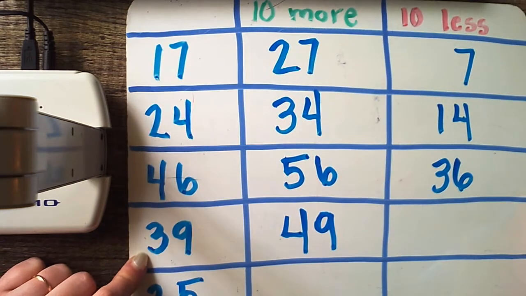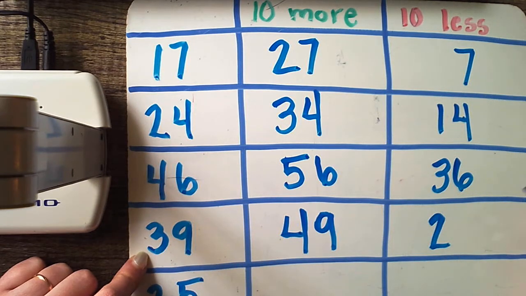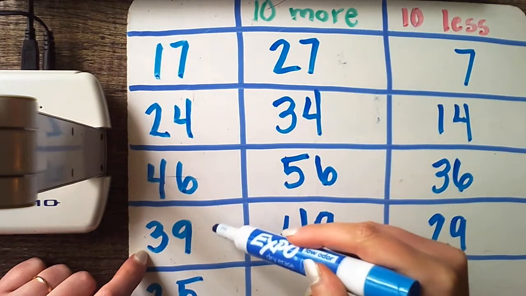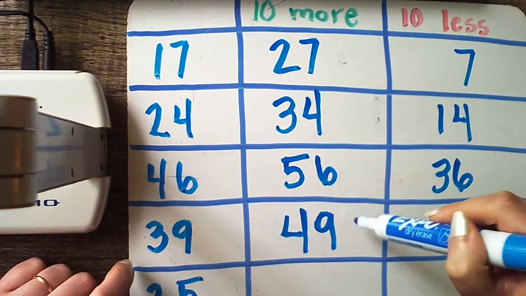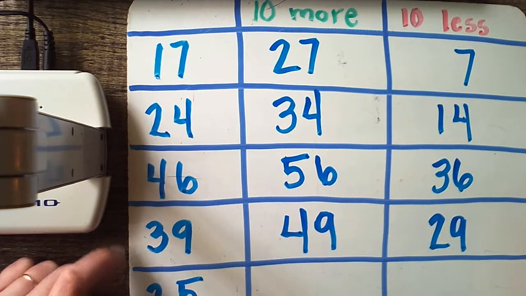All right, let's look for 10 less. If I have 10 less than 39, instead of 3 tens, now I have 2 tens. My number of ones stays the same. So say it with me. 10 more than 39 is 49. 10 less than 39 is 29.